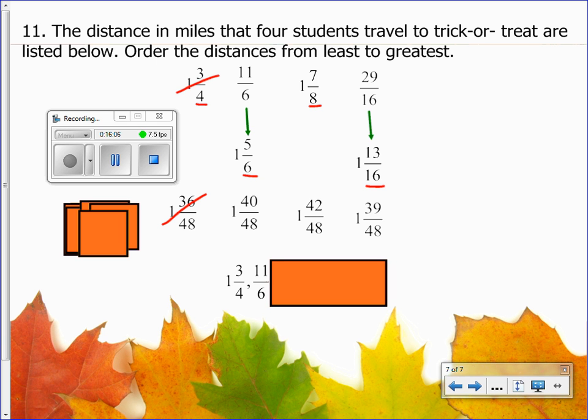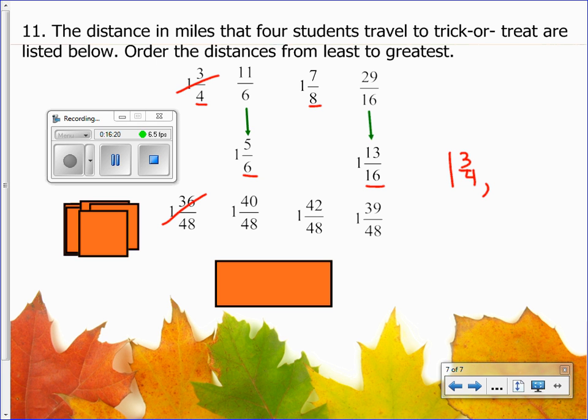So my answer key is wrong that I have up here. Shouldn't the next one be 29 over 16? So let's put this back up and let's list it. So my smallest is going to be 1 3/4. My next one is going to be 29 over 16. My next one is going to be 11/6. And then my last one, because it is the greatest one, is 1 7/8.